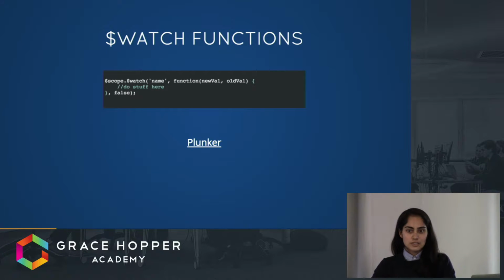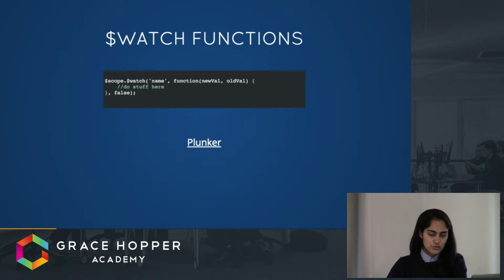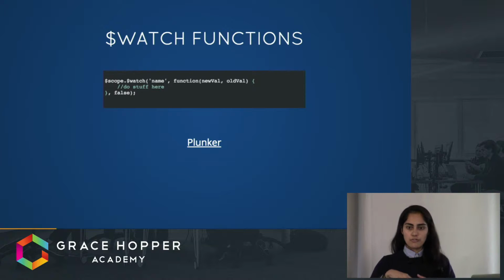So this is a watch function. This is what it looks like. It takes three parameters. The first is an expression or a function that evaluates to a property on the scope. The second is a callback function that will fire off if a change in value has occurred. And the third is an optional Boolean that, when set to true, tells Angular that if it's given an object, it should compare all of the values on the properties, not just compare the reference.